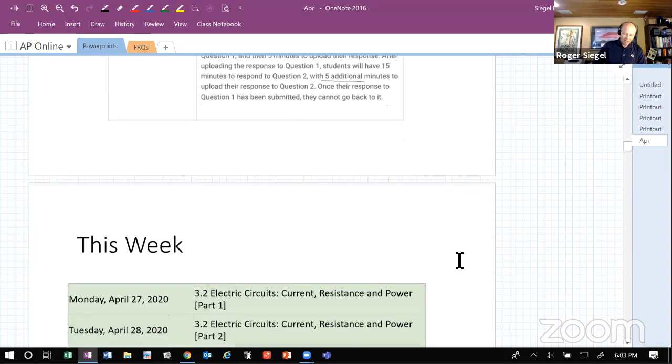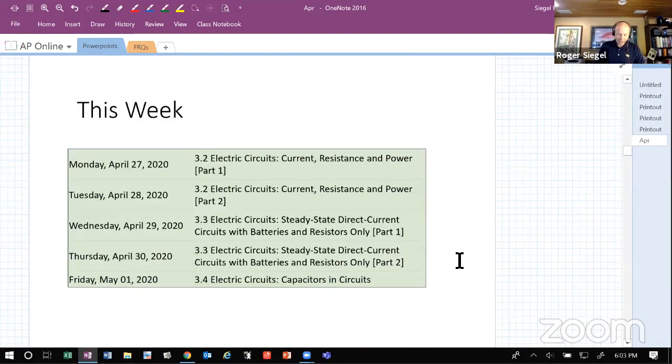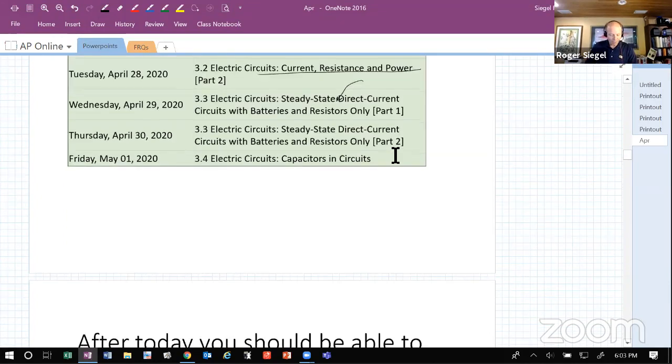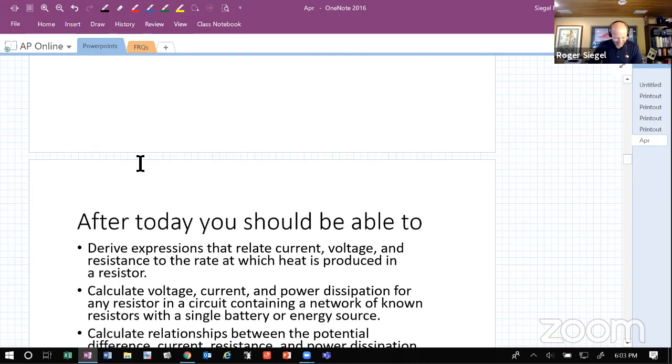All right, where we are this week is we are looking at circuits, as I said, and so we've been talking last night and tonight about current, resistance, and power, and we're going to add some batteries in a little bit. We're jumping a little bit in there. We're still going to talk about power, believe me. There's going to be plenty of power questions here. All right, let's keep going.